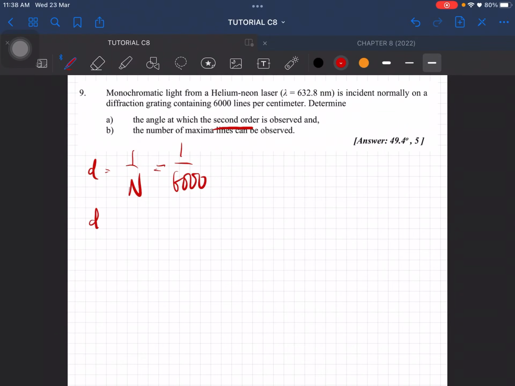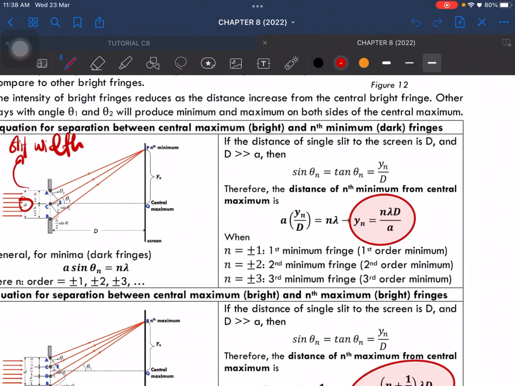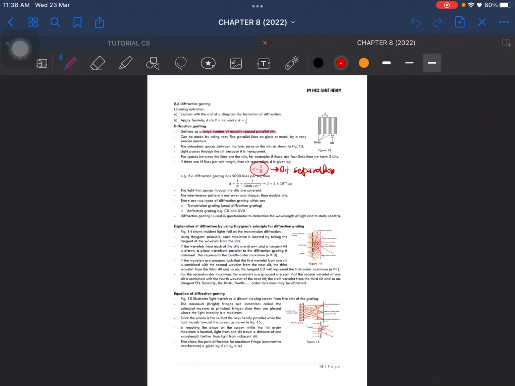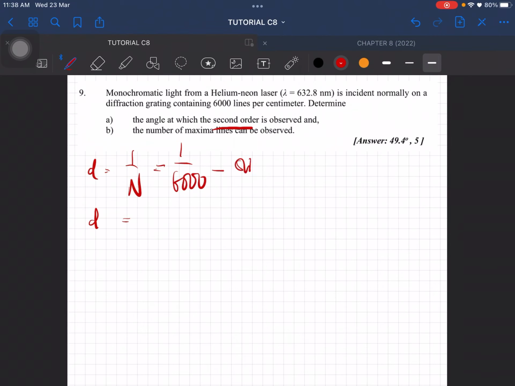Firstly, let's calculate this. What do we call that? I don't actually remember what it is called. Okay, so that is the slit separation. So this is the slit separation, and this is going to be 1.667 times 10 to the negative 6 meters.